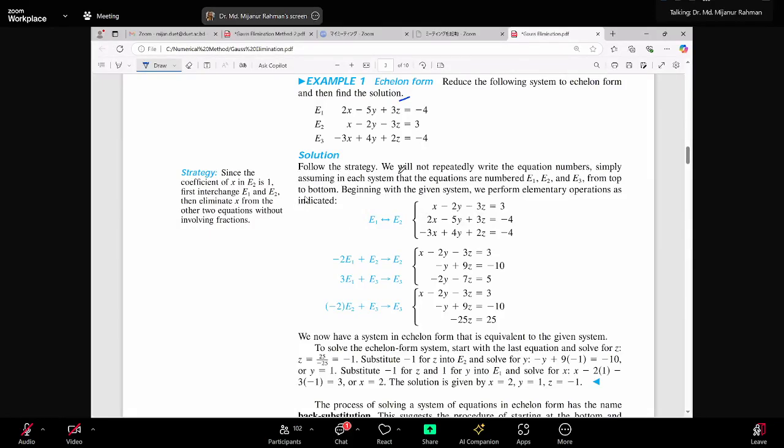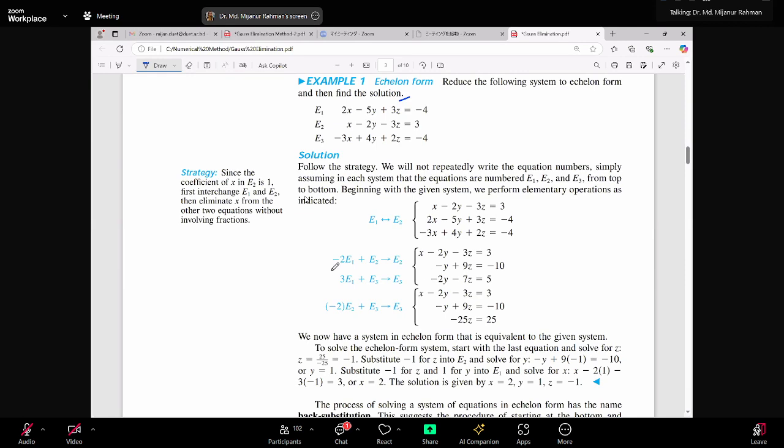So here, if we check 2x minus 5y plus 3z equal to minus 4, we just change it. Why do we change this? We have some other target to do in the next stage. So first we just change. We can change, no problem, because this is a linear equation. We can do anything, multiplication or interchange, everything. So just interchange equation E1 and E2.